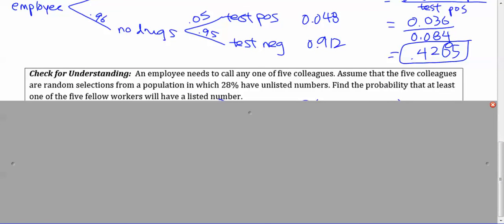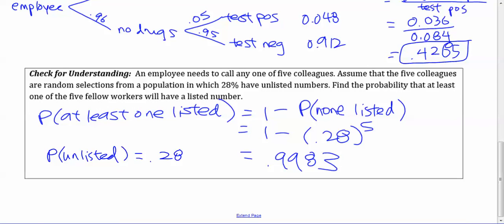This is one of our favorite kinds of questions, at least one. Remember, the complement of at least one is none. So hopefully most of your answers look like this. You realize that the probability of at least one is going to be 1 minus the probability of none, which is going to be 0.28 to the 5th power, because of course the probability that they are unlisted is 0.28. So you end up with a very high probability, 0.9983. And that's all I really have.